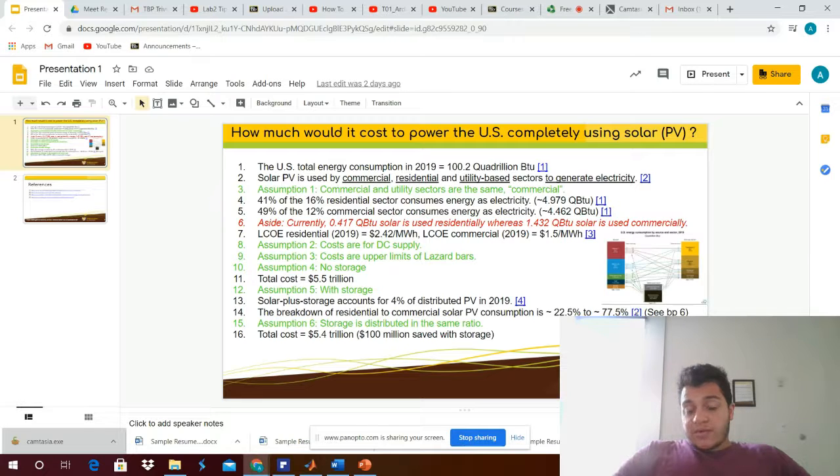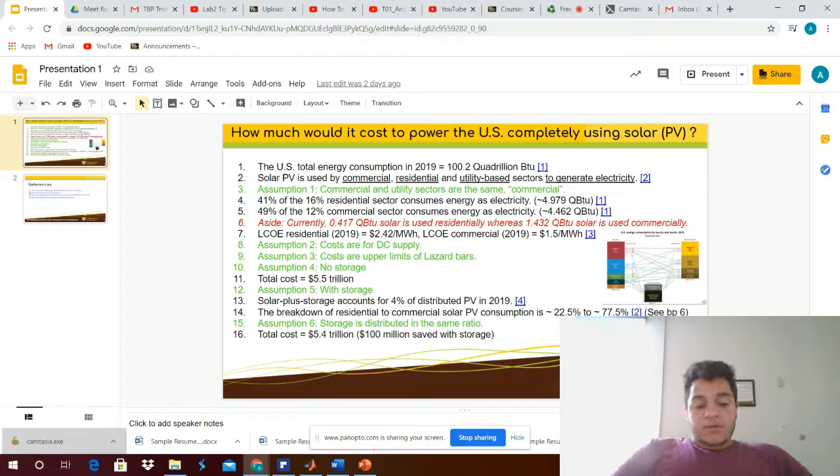So that leads us to the sixth assumption and the last assumption for this presentation, which I decided to make, which is that storage is going to be distributed by the same ratio. So that 4% is going to be split on the basis of 22.5% to 77.5%.